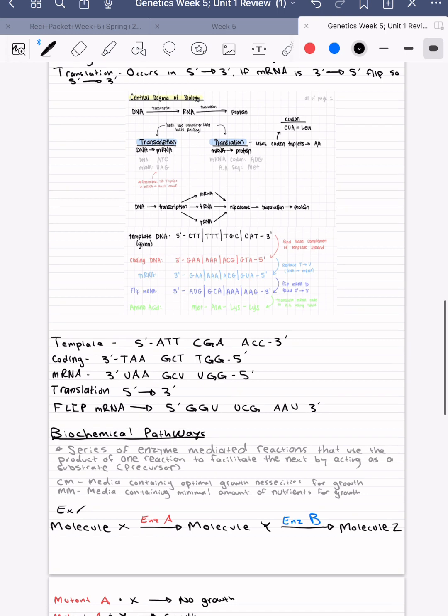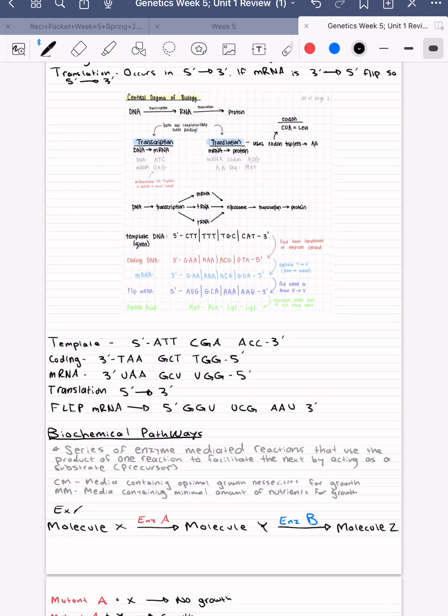And here I have some extra examples in which the template strand is 5', ATT, CGA, ACC, 3'. The coding strand is going to be the complementary strand to that, so you just write down the complementary strand, which would be 3', TAA, GCT, TGG, 5'. For mRNA, same thing as the coding strand, just replace the T's with U's.